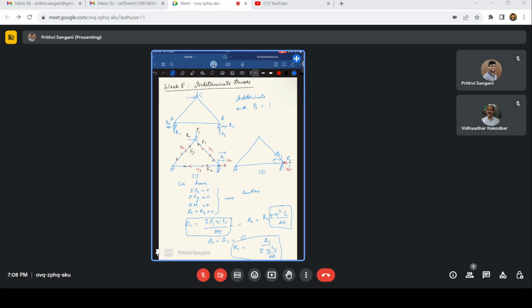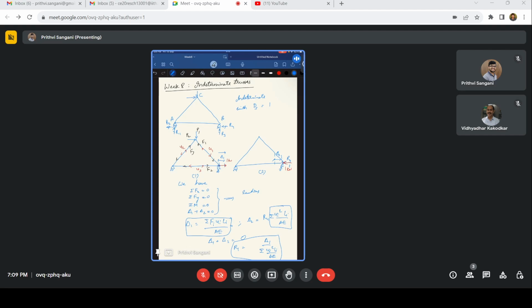So this is the overall concept or overall theory which we'll be using in today's problems. So we'll try to solve a few questions in today's problem, and then maybe with that we'll try to understand what and how to analyze the indeterminate trusses.